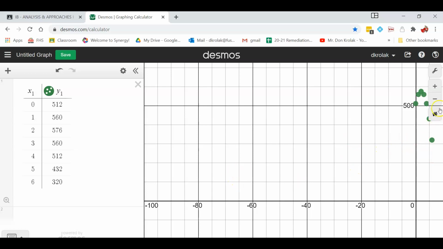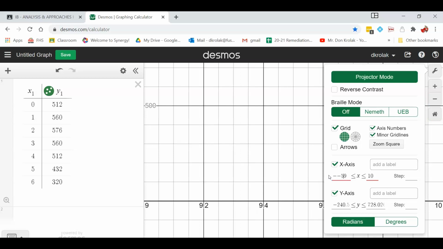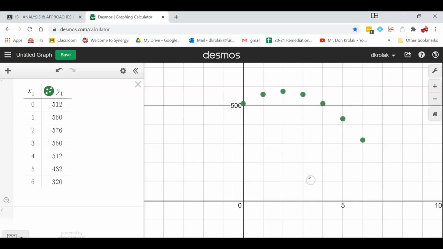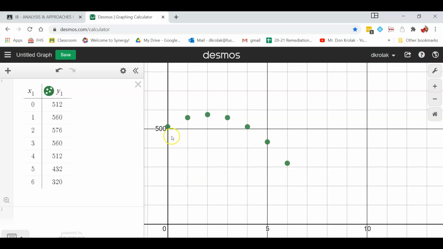And now it goes out to negative, doesn't need to go to negative 100. I'll just say negative 5. Okay, now it looks more like a quadratic. You click on these, it gives you what their coordinates are. Okay? All right, now what we want to do is get that to fit an equation.